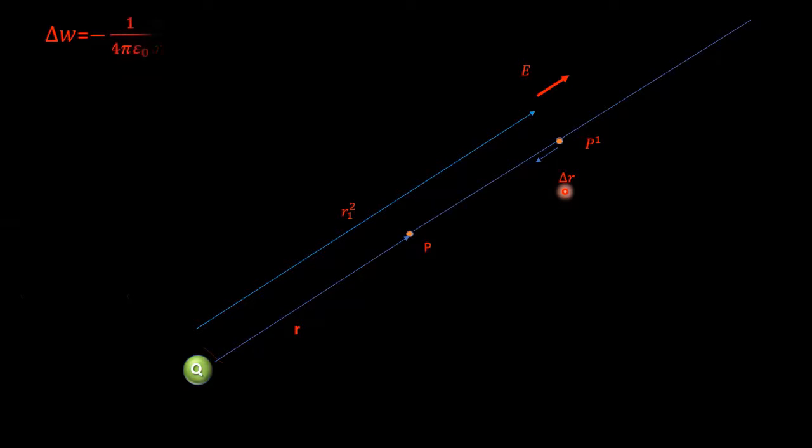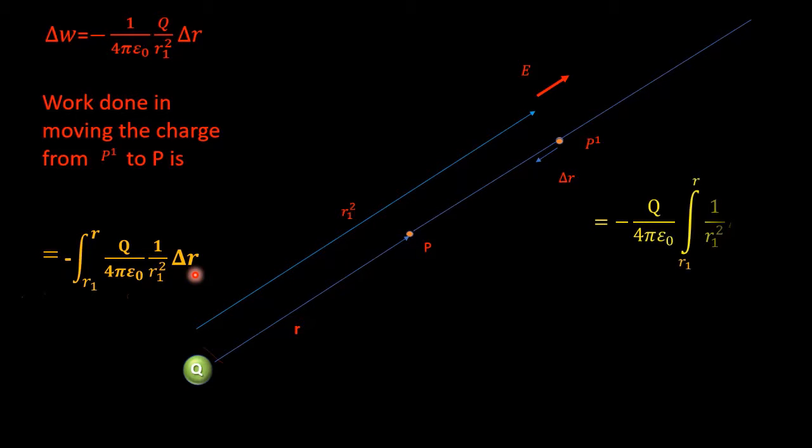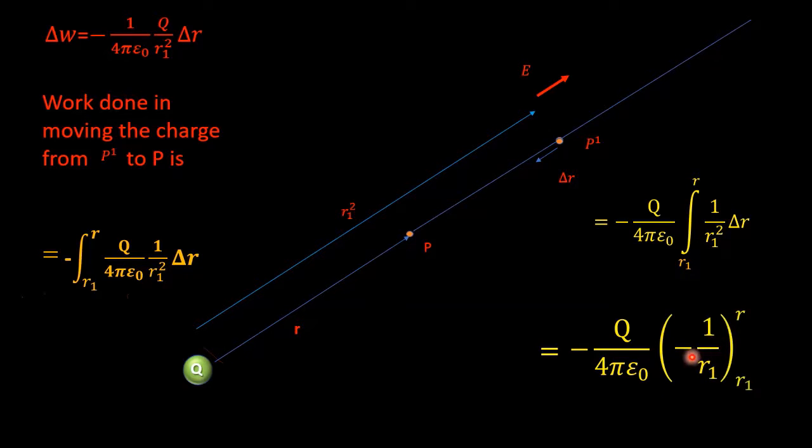To move through a distance delta R, delta W is equal to minus 1 by 4 pi epsilon 0 Q by R1 square delta R. Work done in moving the charge from P dash to P is equal to minus integral R1 to R Q by 4 pi epsilon 0 1 by R1 square delta R. We can take Q by 4 pi epsilon 0 outside of the integral, leaving integral R1 to R of 1 by R1 square delta R. The integral of 1 by R1 square is minus 1 by R. So the equation can be written as minus Q by 4 pi epsilon 0 into minus 1 by R1, with limits R1 to R.